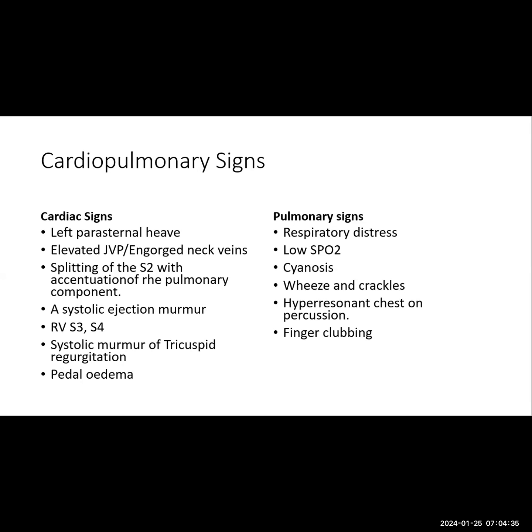Okay, the patient might be in respiratory distress, might be desaturating in room air, might have cyanosis, may have wheeze and crackles on auscultation. The chest might be hyperresonant on percussion, and patient might also have finger clubbing.